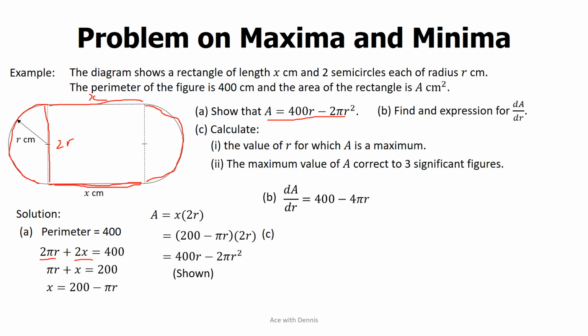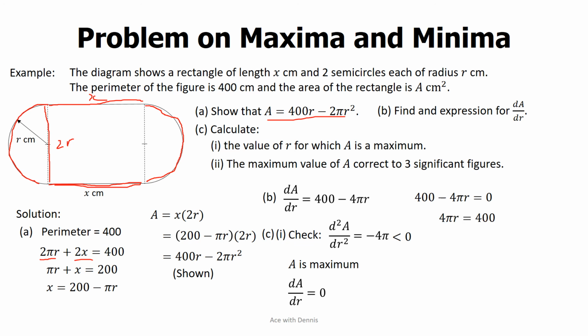For c, to find the value of r for which A is a maximum, we have to check d squared A over dr squared, which equals negative 4 pi. So from here, d squared A over dr squared is less than 0, so A is maximum. Now we can let dA over dr equal 0, which means 400 minus 4 pi r equals 0. So 4 pi r equals 400, and r will be 100 over pi. So this is the value of r when A is a maximum.